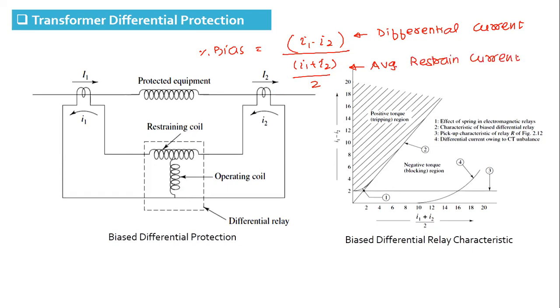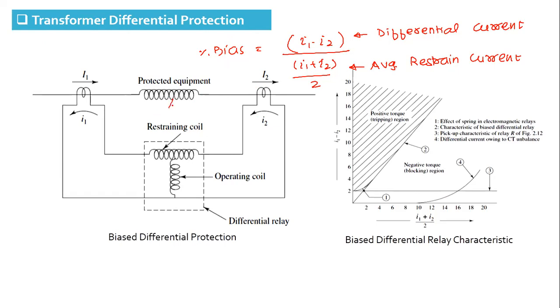Here. Okay, just a moment. Sorry. So when this ratio is more than the set value, then the relay will trip.